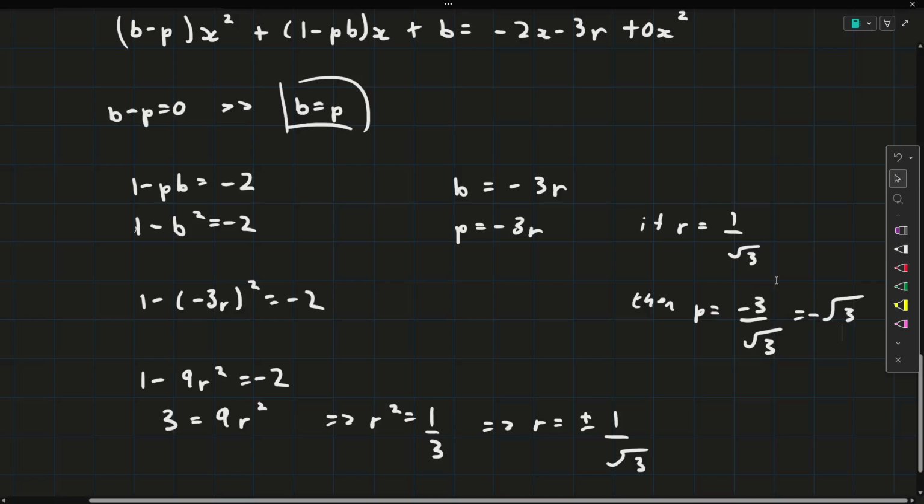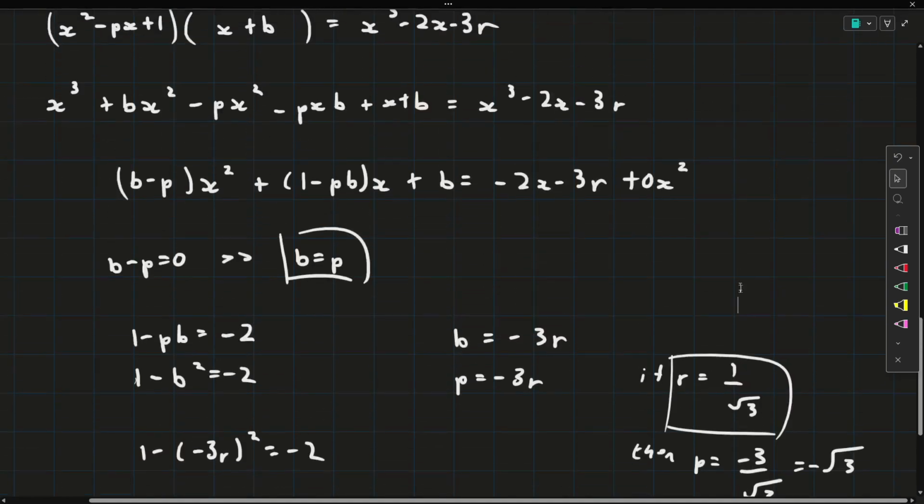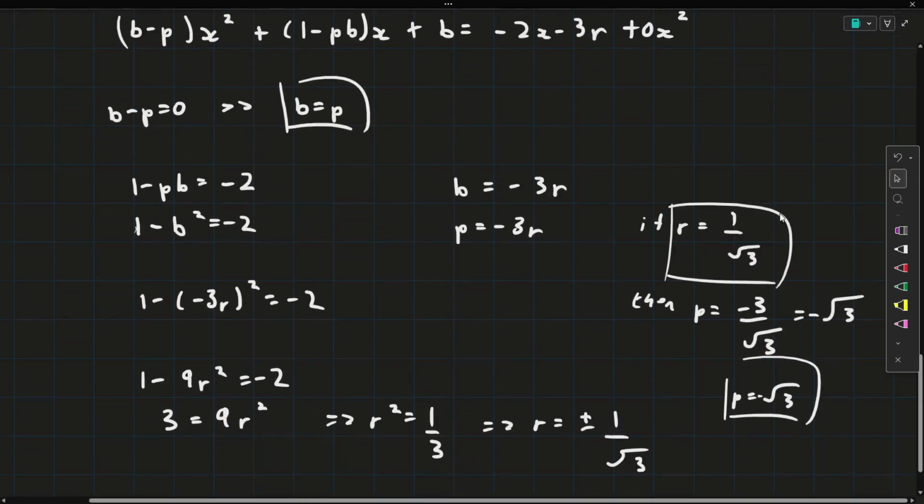That's just using the index rules. So this is 3 to the power of 1, this is 3 to the power of a half, so 1 minus a half gives us the power of a half, so this is just minus root 3. So p is equal to minus root 3, and r is equal to 1 over root 3, which you could rationalize if you want as root 3 over 3. It's probably a good idea to do that just in case, but it doesn't say anything in the marking scheme.